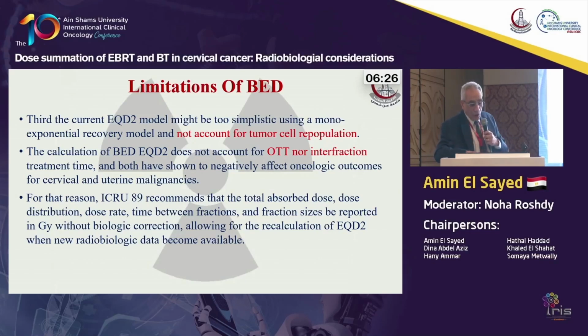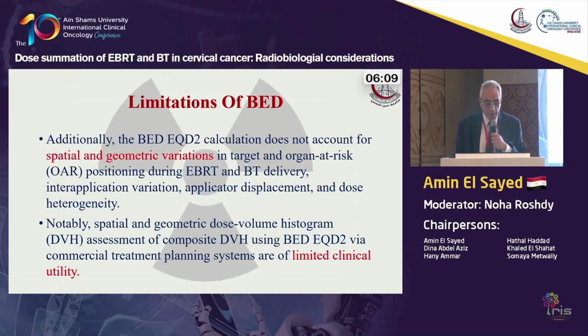and also using a certain value of 10 for tumors and a certain value of 3 for all organs at risk. This is also not recommended. We have to get the specific values of each organ and for each tumor. Also, another limitation is the spatial and geometric variation of those.